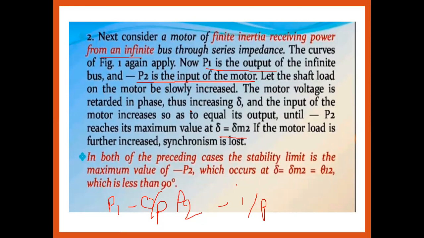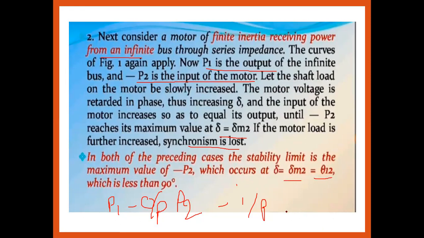If the load increases, automatically the voltage retards, del increases, and the input power increases. The input to the motor, the voltage, should increase and be equal to the output until P2 reaches the maximum value at del M2. Okay, so if the motor load is increased further, the synchronization will be lost, and we are not getting the maximum power from the infinite bus. So in both the preceding cases, the stability limit is the maximum value of P2, which occurs at del M2 equal to theta 12, which is always less than 90 degrees.